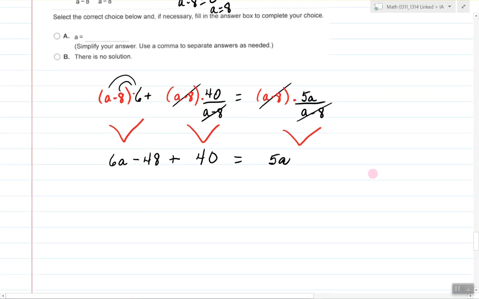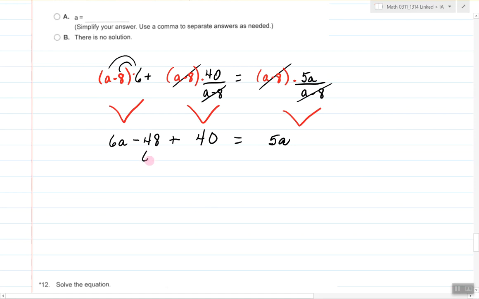This is a linear equation, so I will simplify it, keeping the 6a, negative 48, positive 40 gives me negative 8 equals 5a. Now I have a's on both sides. It's up to you. I choose to subtract 6a. That leaves my constant alone, and I get negative implied 1a. Divide by negative 1. 8 is equal to a. And that is the answer to this equation.